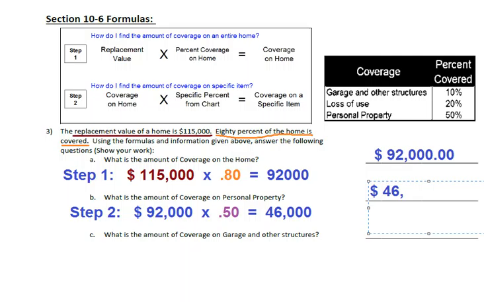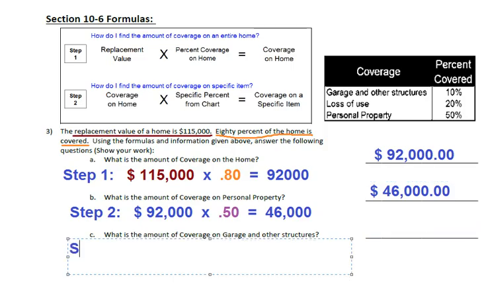So, if this family loses their house in a fire and they lose all their clothes and all their furniture and everything, they're going to get $46,000 to replace everything they lost.